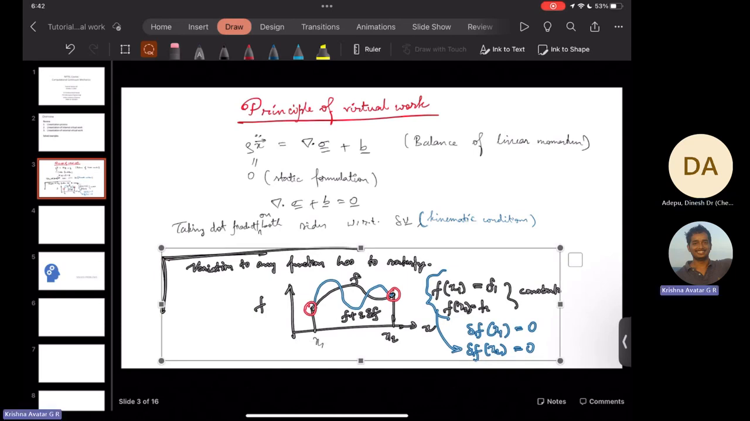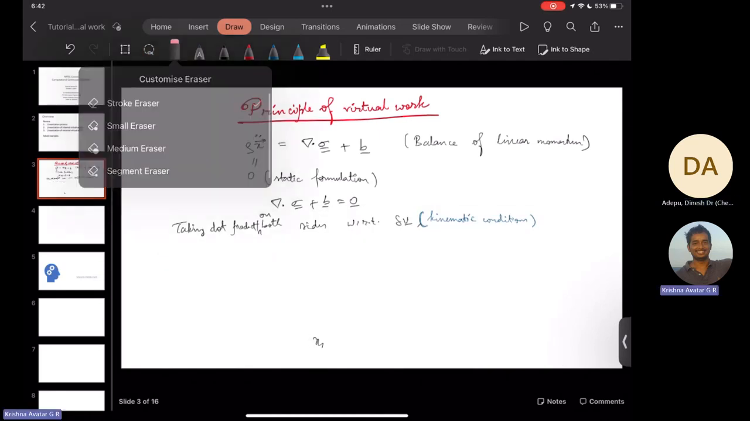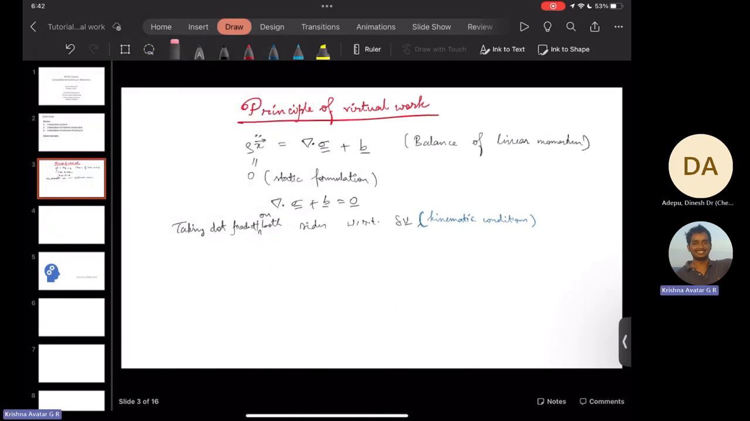Right now, since we are not talking about boundary conditions, we did not talk about what the constraints are, but the variation has to incorporate all those kinematic conditions if there are any. So, assuming that the variation del V has taken those conditions into account.